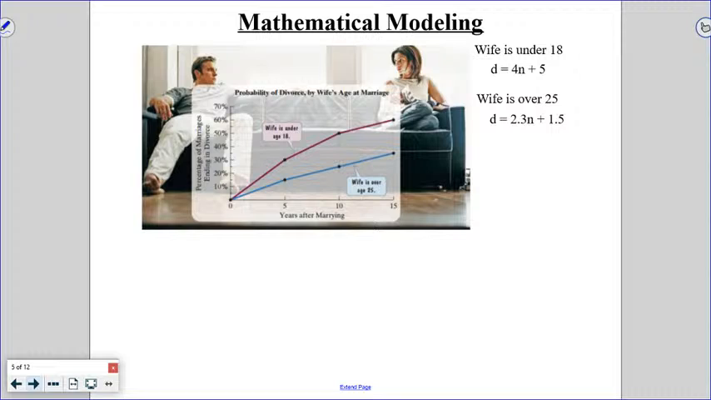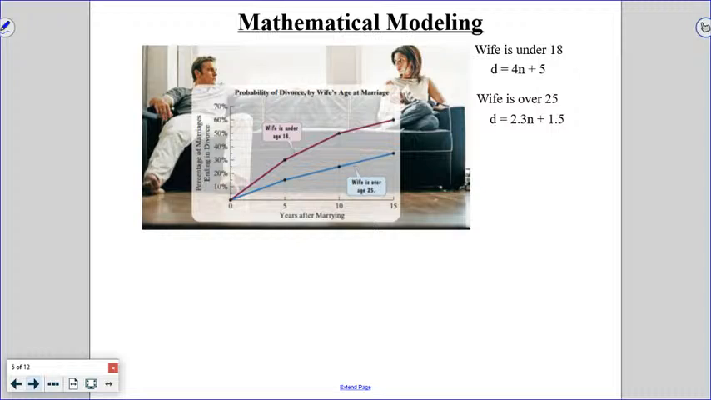Another part of this section in our book is being able to look at graphs of information and be able to respond to some questions about it. The one that I took from your book is a picture that says probability of divorce by wife's age at marriage. Apparently what our book wants us to look into. And they gave us a probability if the wife was under 18 when they got married, compared to if the wife was over 25 when they got married. This is your probability for, it's highlighted here, if they're under 18, and if they were over 25, here is your functions that go with that.